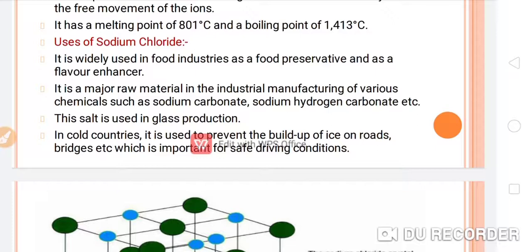This salt is used in glass production, as well as in cold countries. It is used to prevent the build-up of ice on roads, bridges, etc., which is important for safe driving conditions. So these were all the uses of sodium chloride.